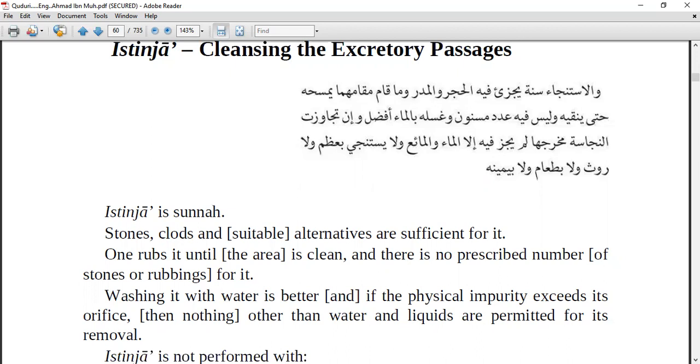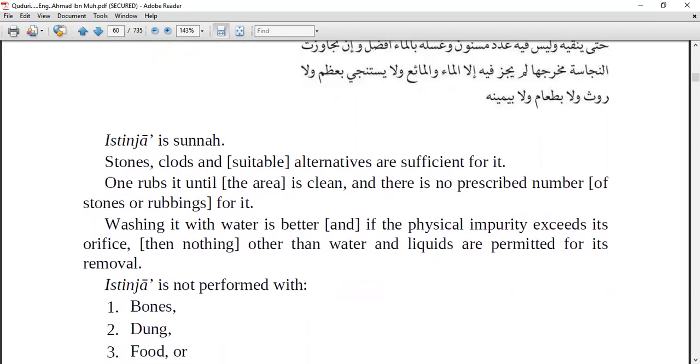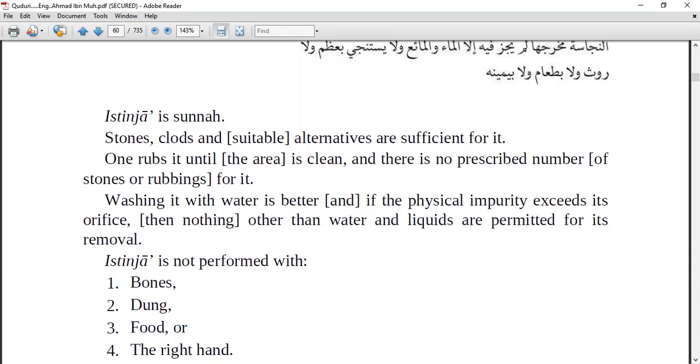You cannot perform istinja with bones or dung, for example, impure things in themselves. And you cannot perform istinja with food items, for example bread, or your right hand. Why can you not do it with bones? Two reasons. One, a person might hurt themselves by doing that, especially if it's broken in between. It can be kind of like a sharpener. It might cut something, make you bleed. Second, it's mentioned in the hadith that the Prophet forbade the use of bones for performing istinja, and he said that this is the food for your brethren from the jinn.